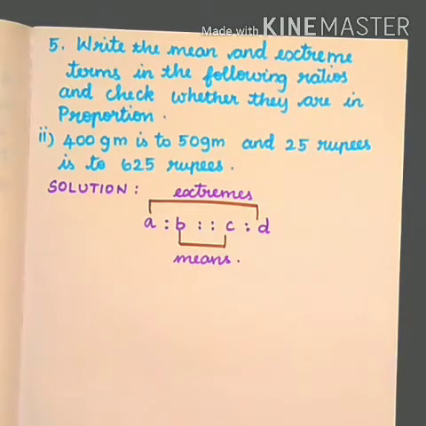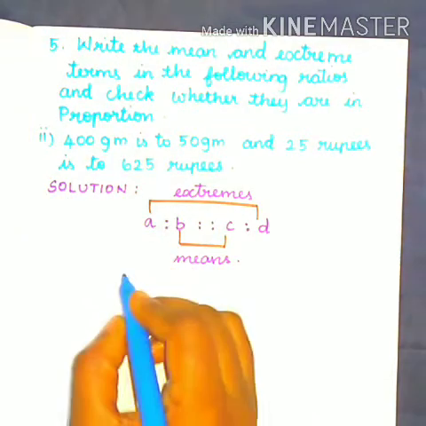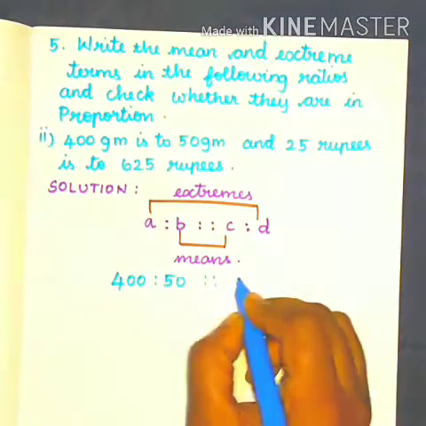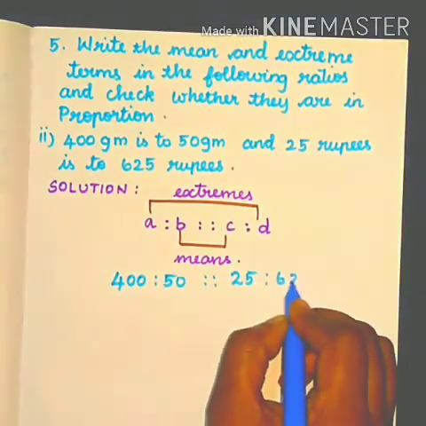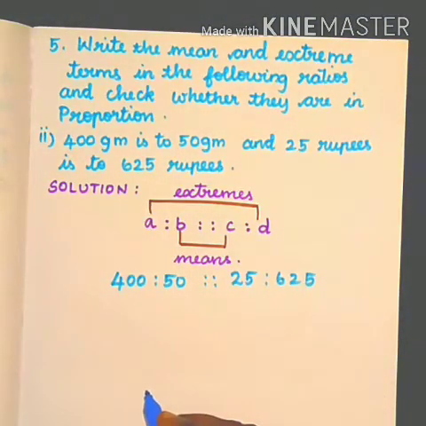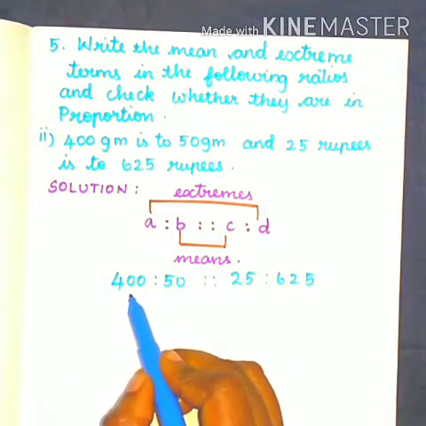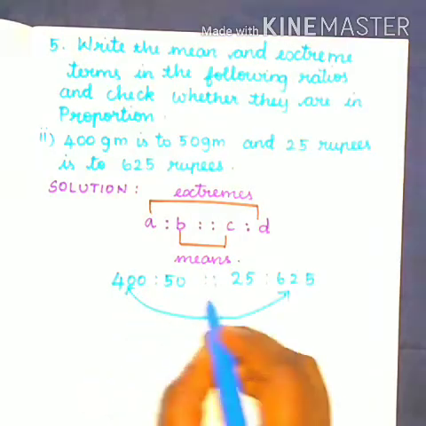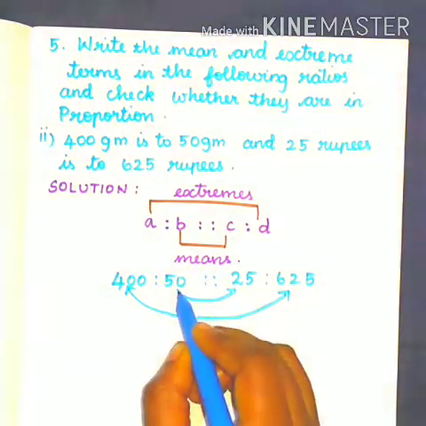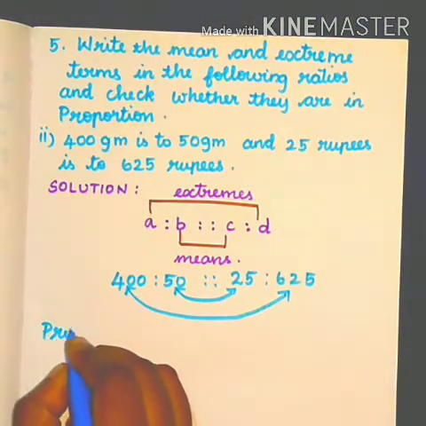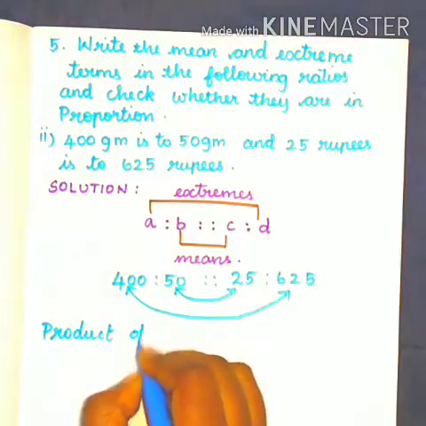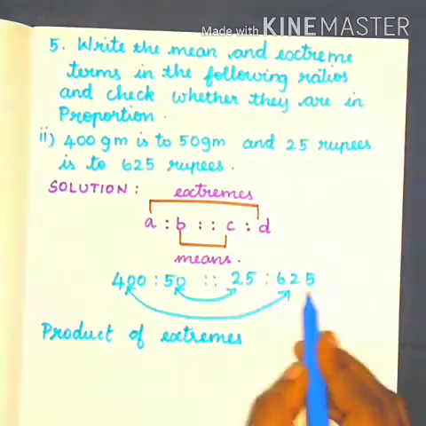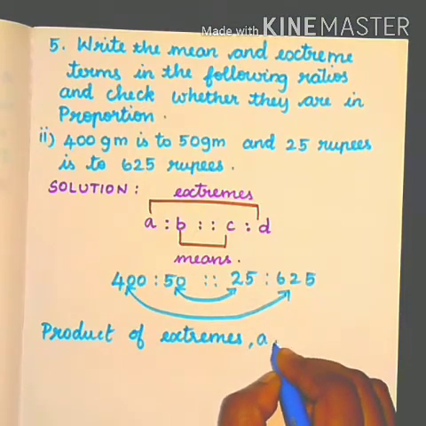First you have to write the given terms in ratio form, that is 400 is to 50 and 25 is to 625. See, first you have to find the mean and extreme terms. Here 400 and 625 are extremes. 50 and 25 are means. Then you have to find the product of extremes. Product of extremes means what? A into D. A value is 400, D value is 625.